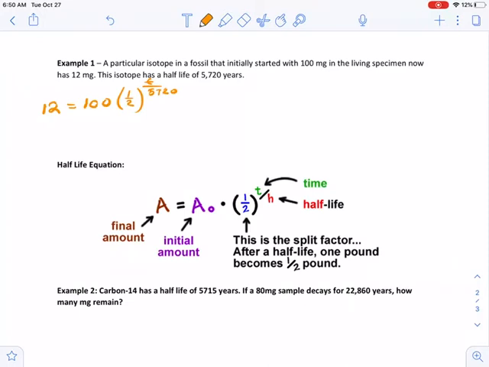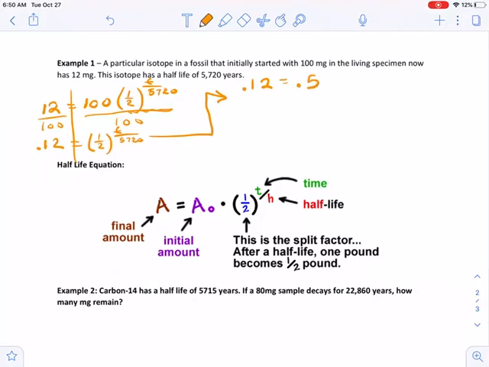So right off the bat, I'm going to look to isolate my exponential. So I'm going to divide both sides by 100. Now I have 0.12 equals 1/2 to the t over 5,720. Just going to rewrite this over here. And I might just switch this to 0.5 instead of that half, and that's just for when I convert to a logarithm. So this is t divided by 5,720.